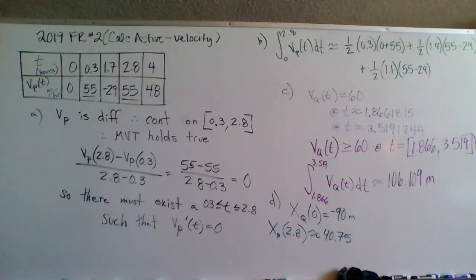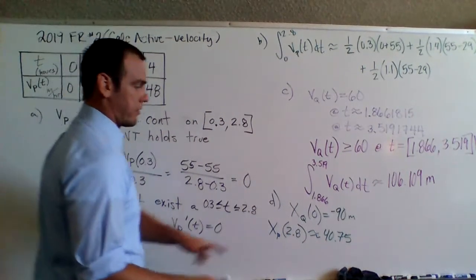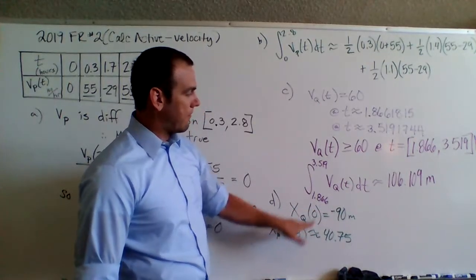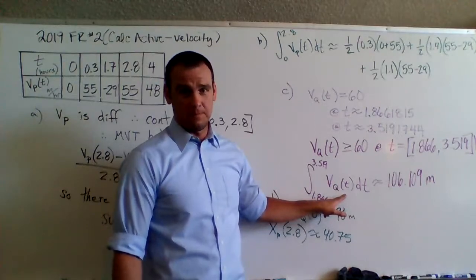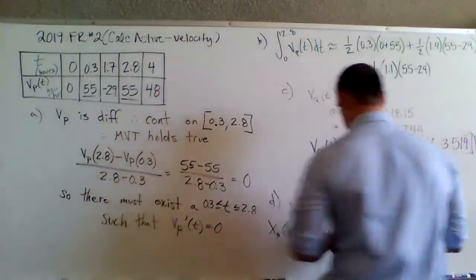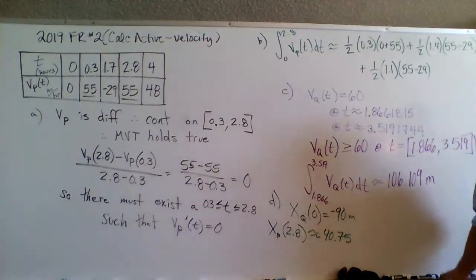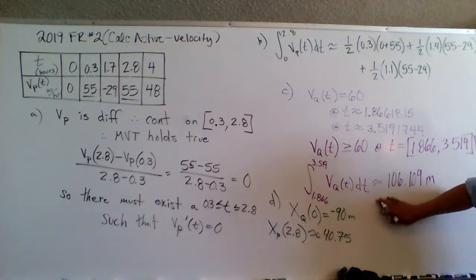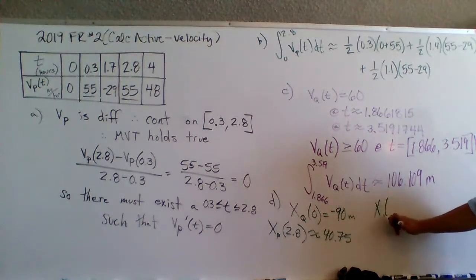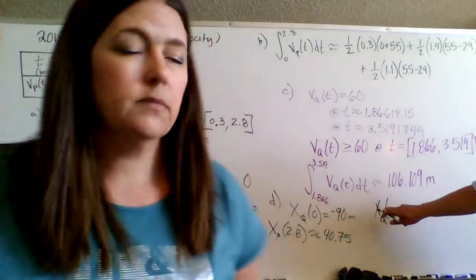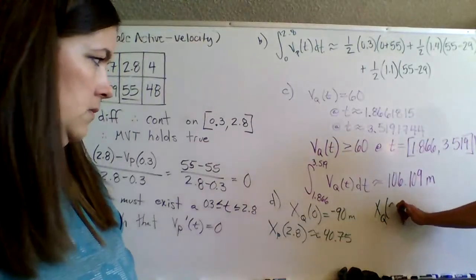Alright, so we need to figure out the position of particle Q at 2.8. We have our velocity equation; we don't really need to type it all out. But if we want to know the position of particle Q, what I can do is find the position. I have to put my little q there so I can keep telling the difference between them. X of Q, so the position of particle Q at 2.8.